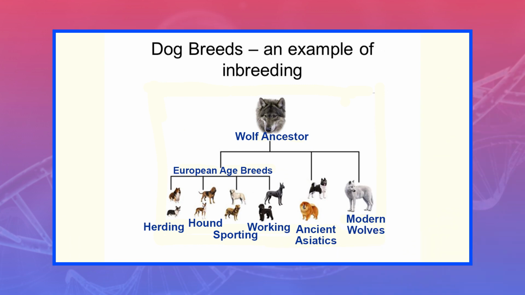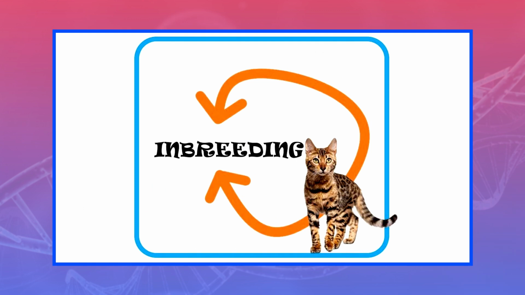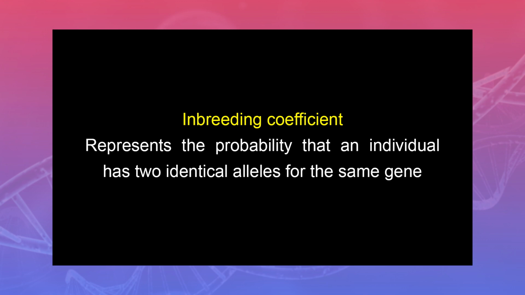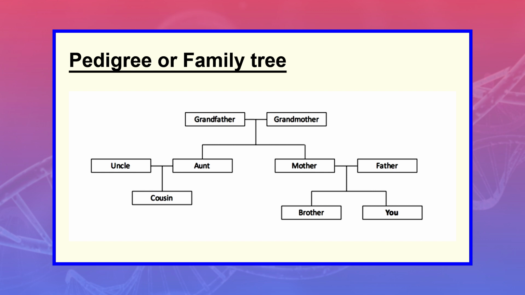Inbreeding represents the mating of genetically related individuals. Inbreeding causes certain individuals within a population to be homozygous, meaning they have the exact same two alleles for a single gene. Alleles are different variants of a gene. The inbreeding coefficient represents the probability that an individual has two identical alleles for the same gene. The inbreeding coefficient can be determined by looking at someone's pedigree or family tree. Using the pedigree and finding the inbreeding coefficient, one can determine which relatives mated to produce the inbred individuals.